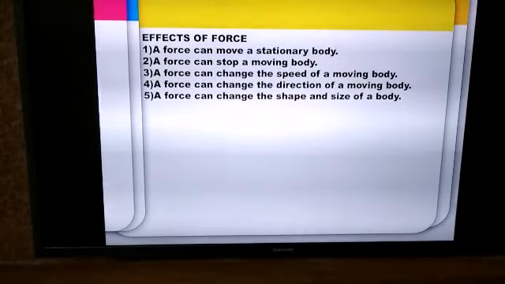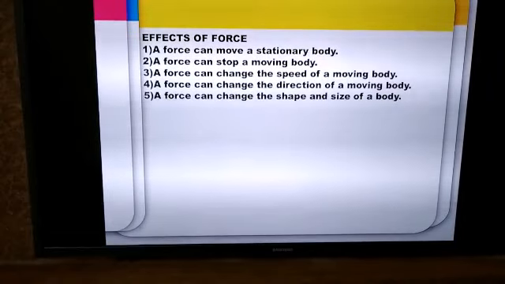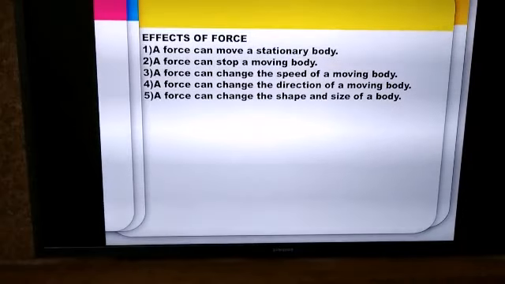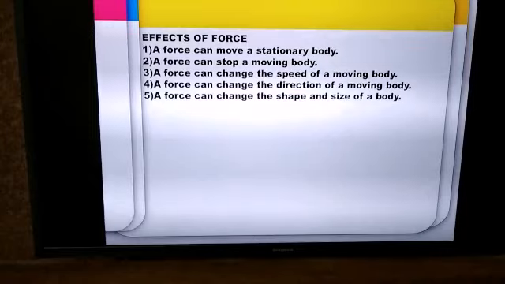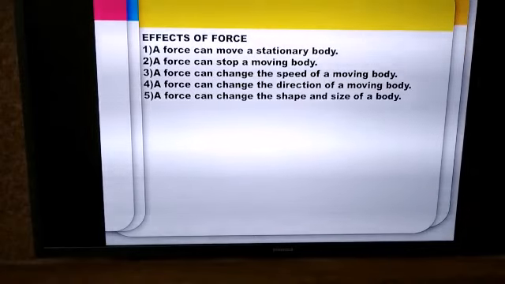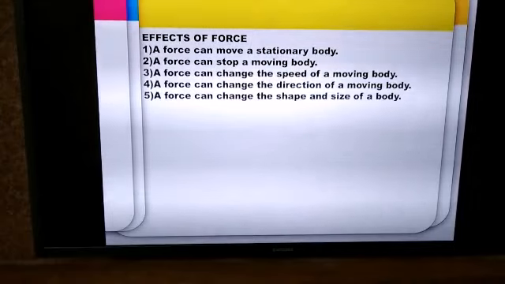So let's sum it up. What are the effects of force on a body? A force can move a stationary body. A force can stop a moving body. A force can increase or decrease the speed of a moving body. A force can change the direction of a moving body. A force can change the shape and size of a body.